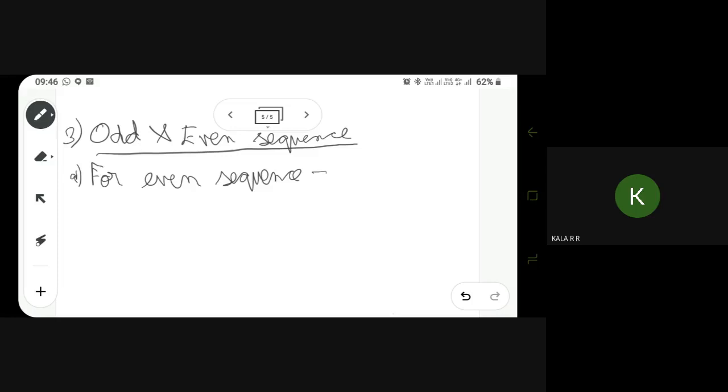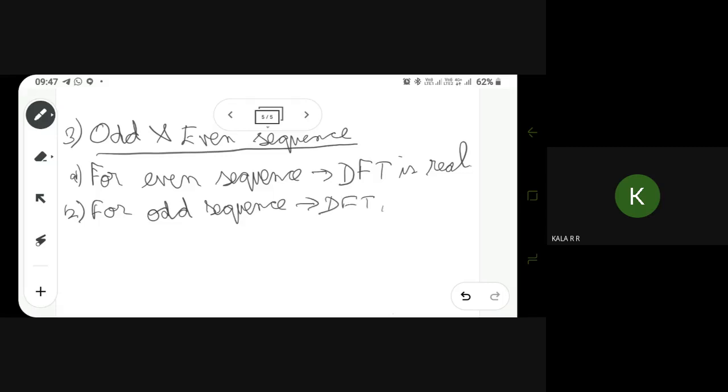your DFT is real. Real means there won't be any kind of j term. At the same time, for odd sequence, your DFT is imaginary. Okay, it is imaginary. That is, it will be having the j term. So this is what you have to know. For this, the evaluation can be done. How it can be done means, first you can take even sequence.